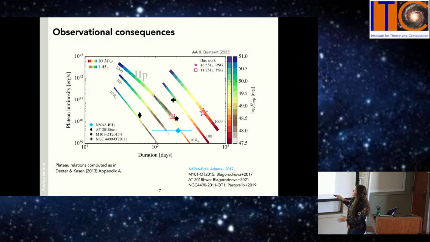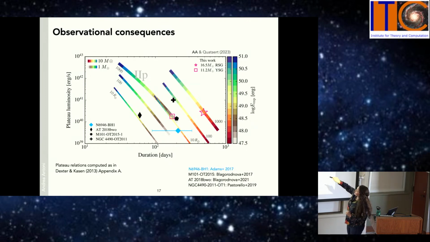I should say though that it's actually kind of hard to do this at the lower energies, so the luminosities are very, very close. The plateau durations could be off by a factor of like 1.2, 1.5, something like that. But don't worry too much about the curves.